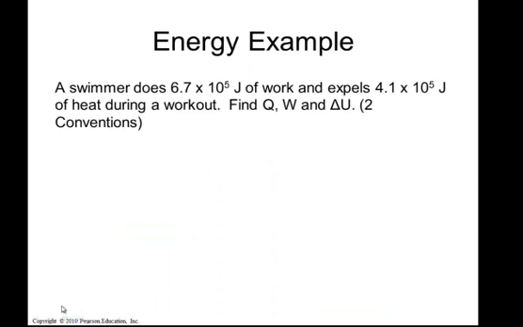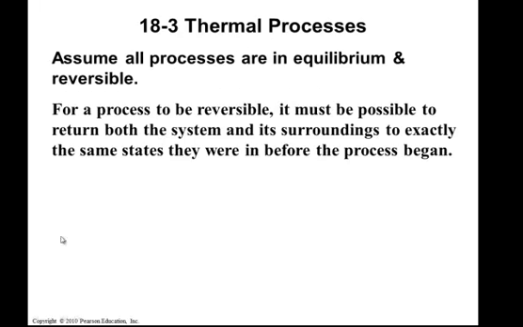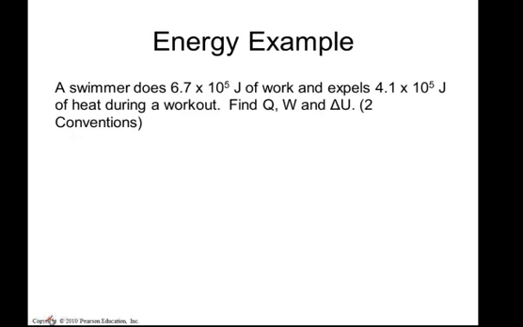So here we have an example. We have a swimmer that does 6.7 times 10 to the 5th joules of work and expels 4.1 times 10 to the 5th joules of heat during the workout. And this is going to be like the example that you have to do where you have to use what's called sign conventions. So our equation that we're going to be using is delta U is equal to Q minus W.